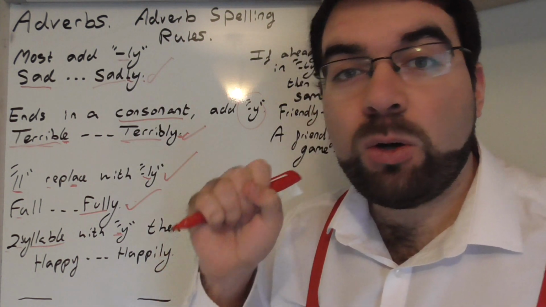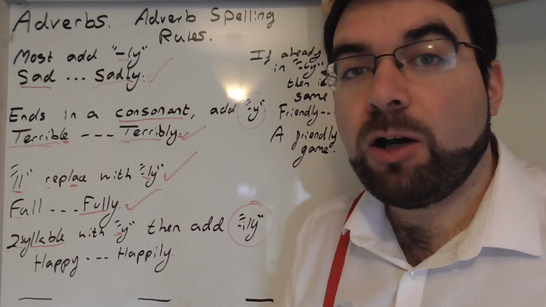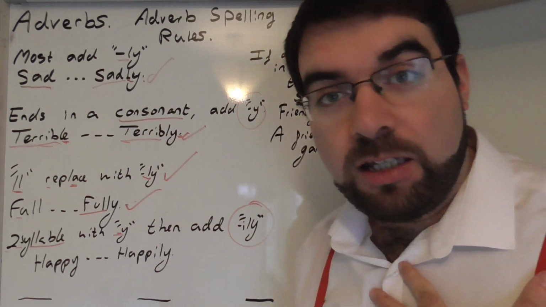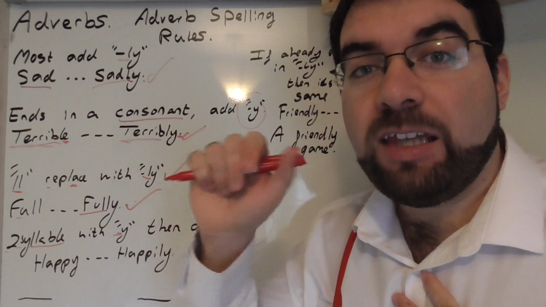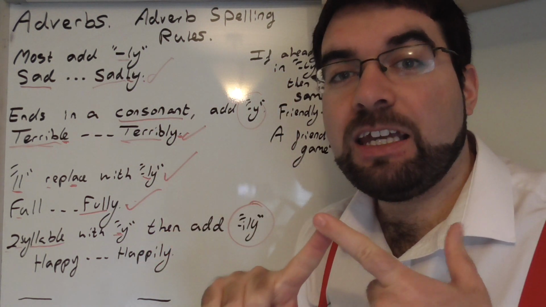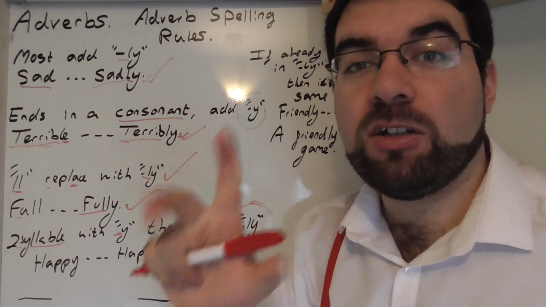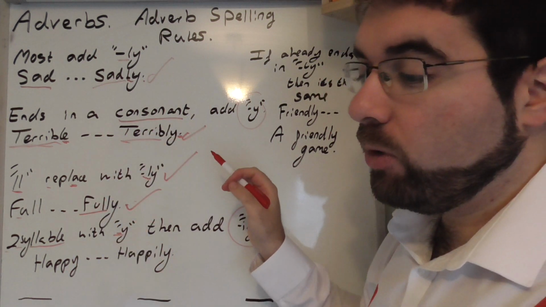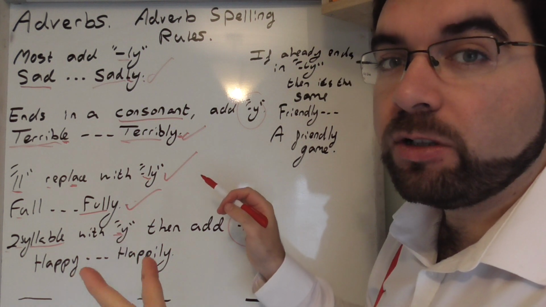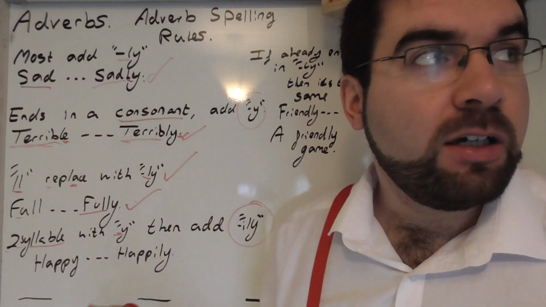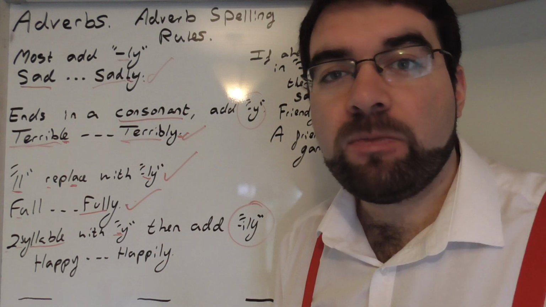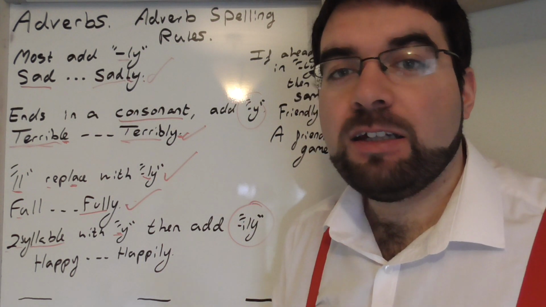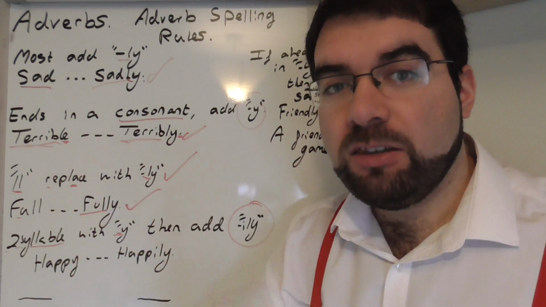So a syllable is how many vowel sounds a word has. Adrian, A-D-R-I-A-N. Pen. Whiteboard. Camera. It's how many times we say a vowel in the word.